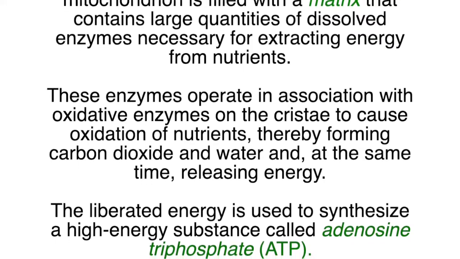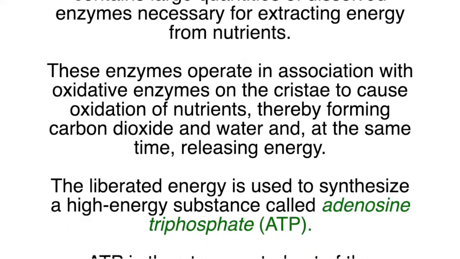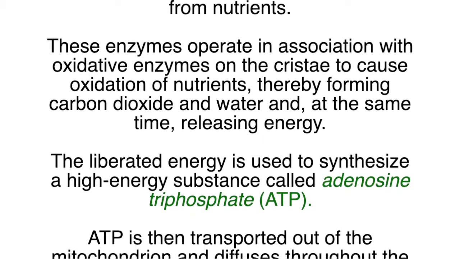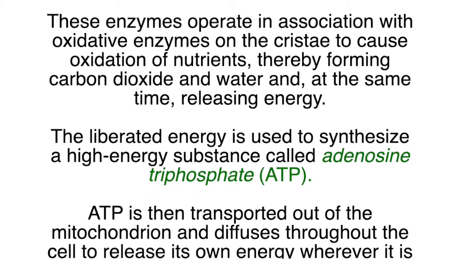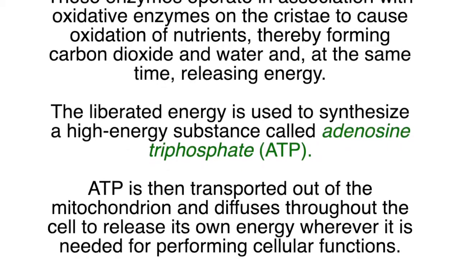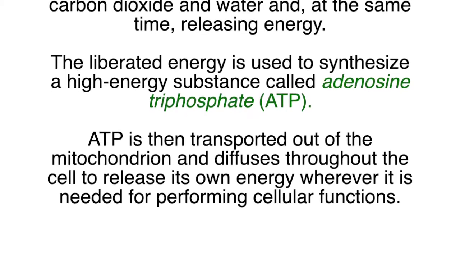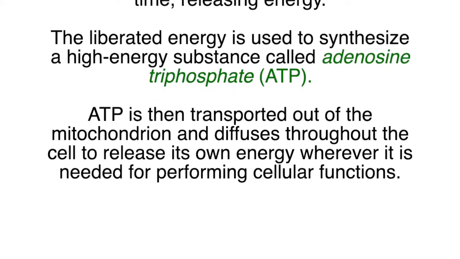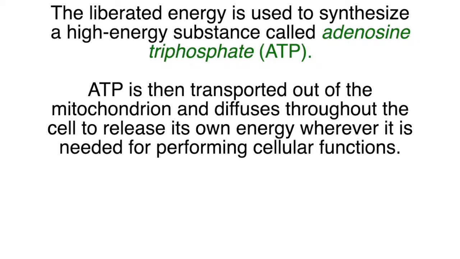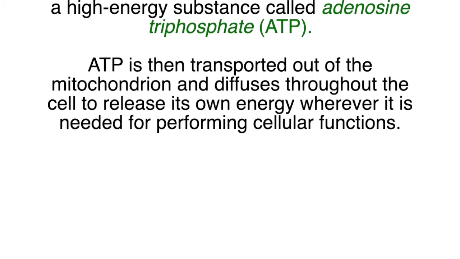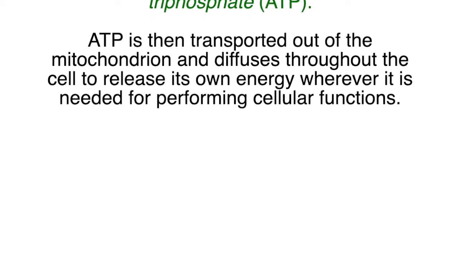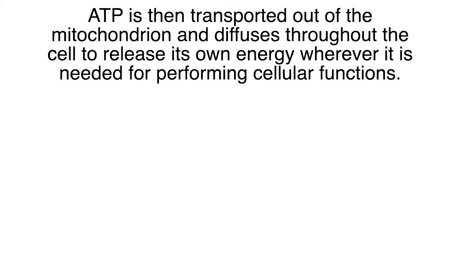These enzymes operate in association with oxidative enzymes on the cristae to cause oxidation of nutrients, thereby forming carbon dioxide and water, and at the same time releasing energy. The liberated energy is used to synthesize a high energy substance called adenosine triphosphate, shortly known as ATP. ATP is then transported out of the mitochondrion and diffuses throughout the cell to release its own energy wherever it is needed for performing cellular functions.